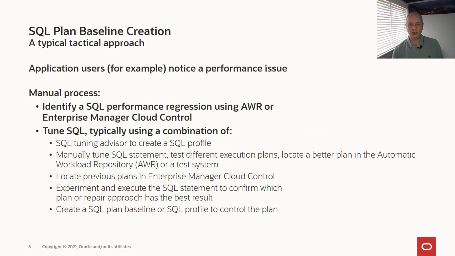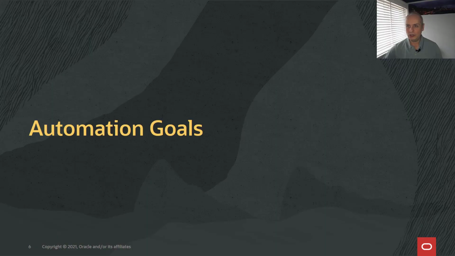A tactical approach is different, of course, as you'd expect. Here, users, for example, may notice a performance problem that gets reported or sometimes noticed via EM Cloud Control, perhaps. This is where the manual approach will kick in. You'll identify the performance regression using AWR, using different tools like Enterprise Cloud Control. You might use SQL Tuning Advisor to figure out whether a SQL profile will fix it. Generally, a number of different steps can happen, and then that often will result in a SQL Plan baseline or SQL profile being created to control that execution plan into the future.